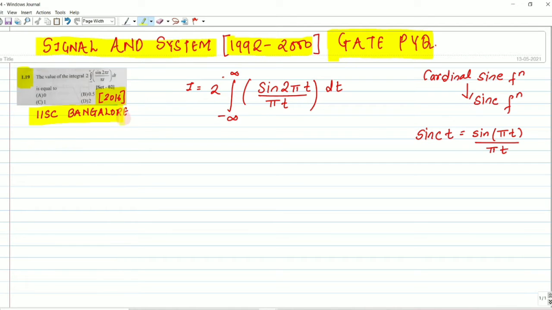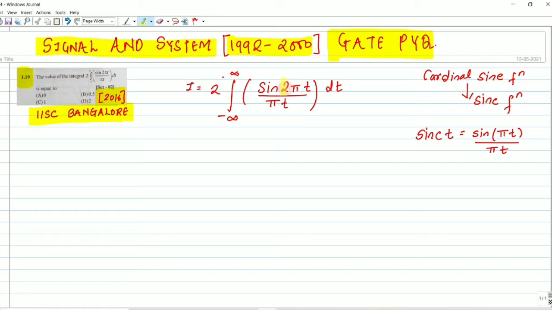This is a very easy question, but you have to know the formula of the cardinal sine function, known as the sinc function. Basic properties you have to know: what is the time scaling property, and what is the area of the sinc function. Understood? These are the properties we are going to use to solve this question. We have to solve the integration of 2 into the integral from minus infinity to infinity of sin(2 pi t) divided by pi t, into dt.